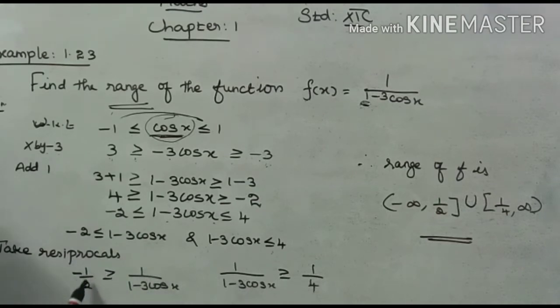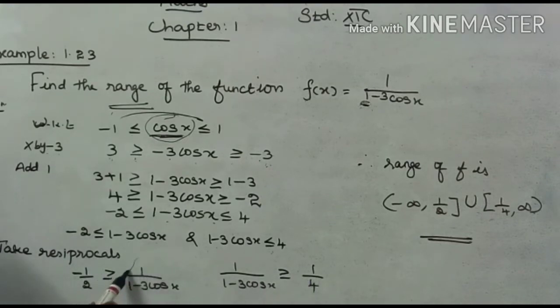Okay, minus 1 by 2 is greater than or equal to 1 by 1 minus 3 cos x. Here also we take the reciprocal, so the inequality changes to less than or equal. But if you take the reciprocal of the other one, then the inequality is greater than or equal. So 1 by 1 minus 3 cos x is greater than or equal to 1 by 4.